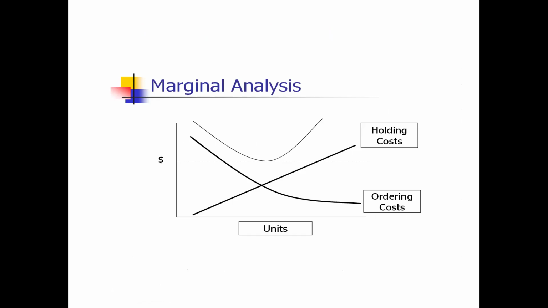Along the x-axis, we are showing the order size in terms of units, and along the y-axis, we are showing the cost, that is, the ordering cost and carrying cost. The point of intersection of these two curves, the curves of holding cost and ordering cost, will determine the most optimum quantity, that is, the economic order quantity.